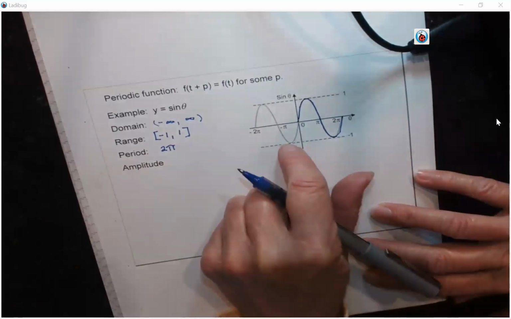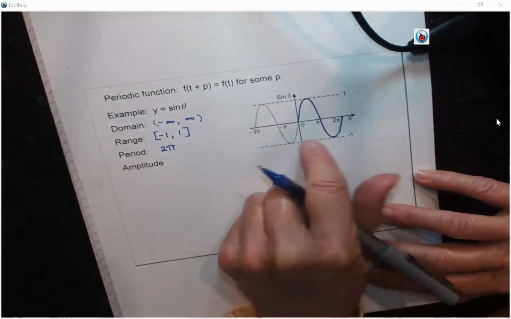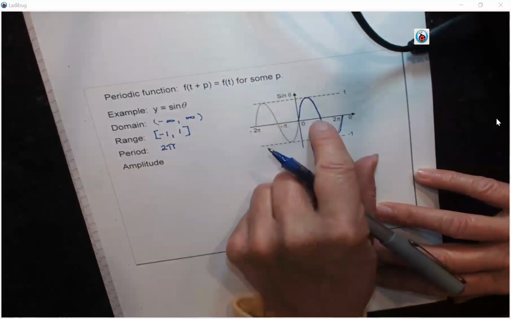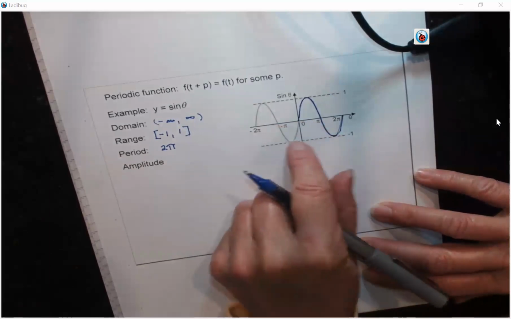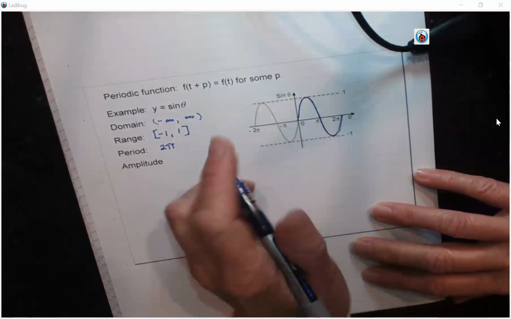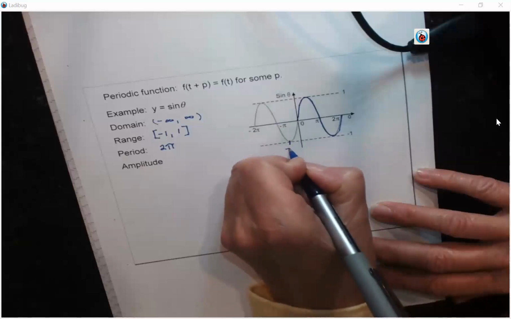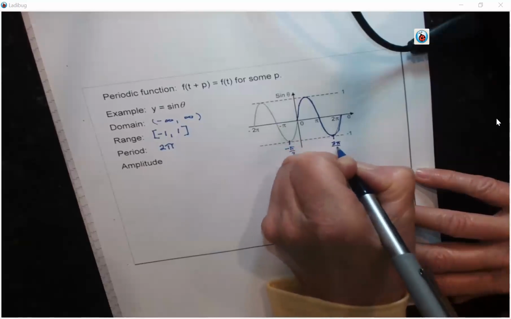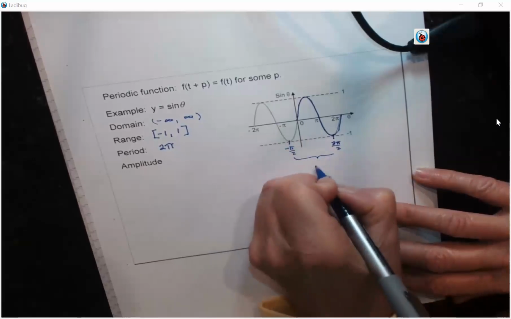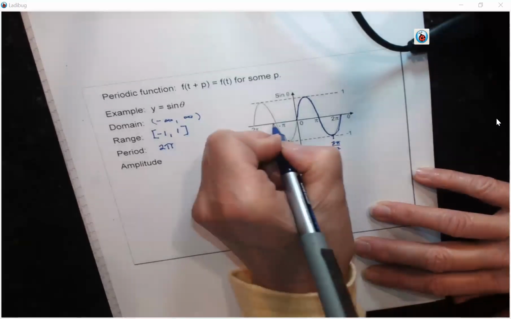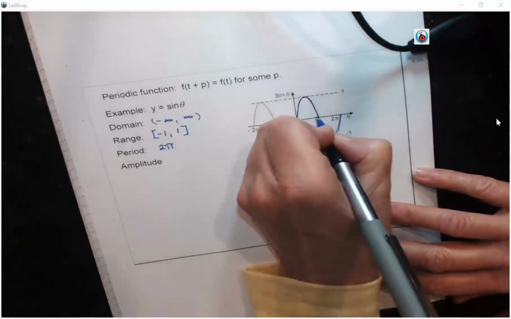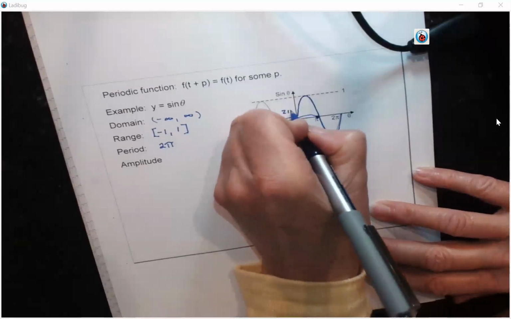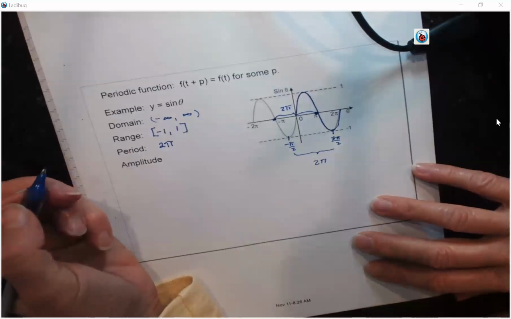Or I could measure it from low point to low point. Well, from -pi to positive pi, that'd be middle point to middle point. Low point to low point would be -pi/2 to 3 pi/2, right? That's also a distance of 2 pi. Or if we went from -pi to pi, that's a distance of 2 pi, right? So the period of this function is 2 pi.